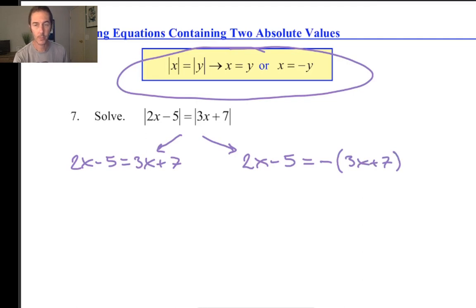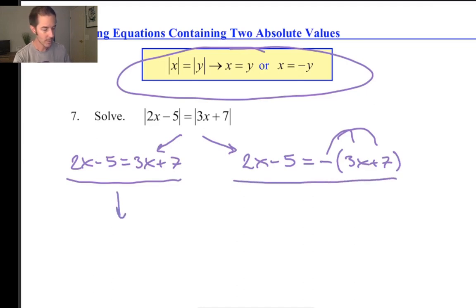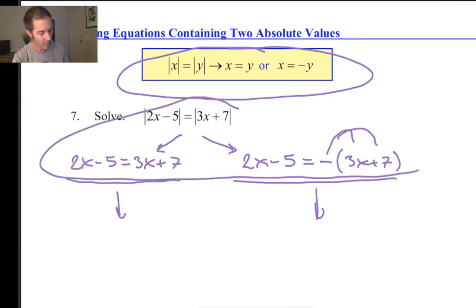And then the first thing that you would do on the right-hand side of the right-hand equation would be to distribute the negative sign. You know how to solve equations like this, so you can take it from there. What you need to convince yourself of is that it's this first part of the process that you need to commit to memory.